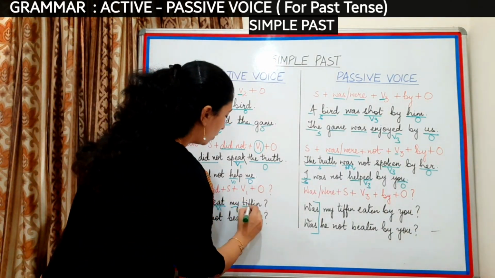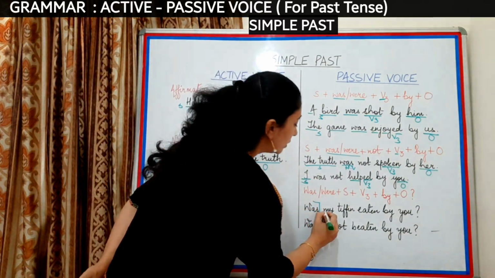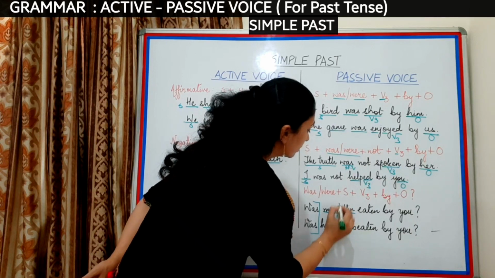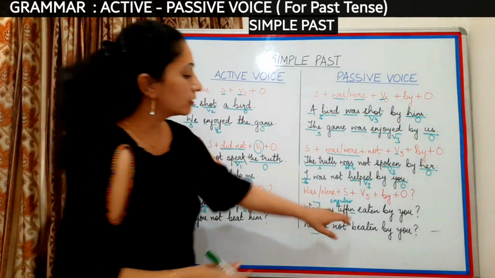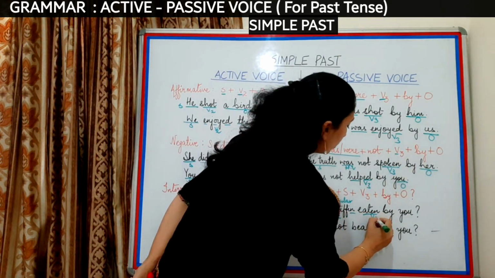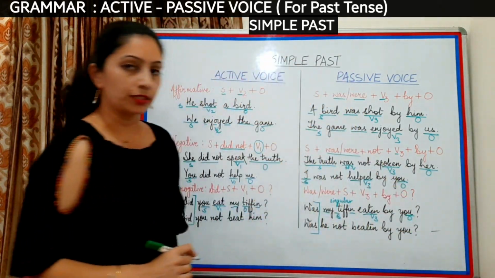Now let's change this. I will change the question word from did to was. And why am I using was here? Because my new subject in the sentence is a singular subject. Okay, so was my tiffin eaten? Eaten is the V3 form. By you becomes the new object. And obviously a question mark because it is interrogative.